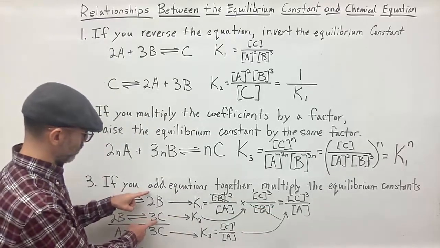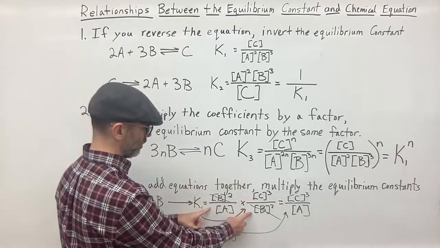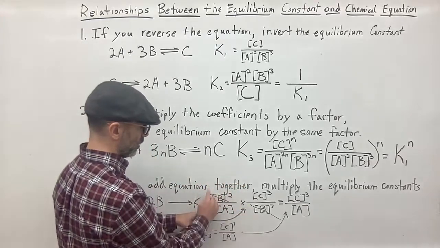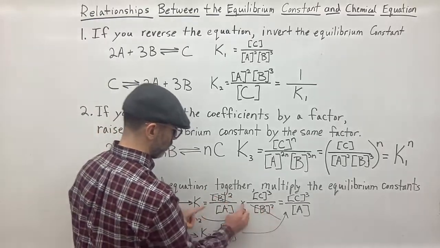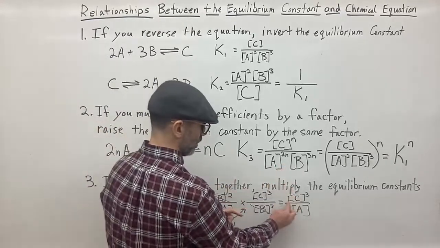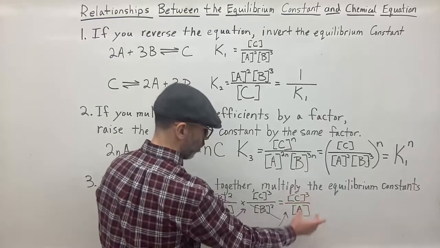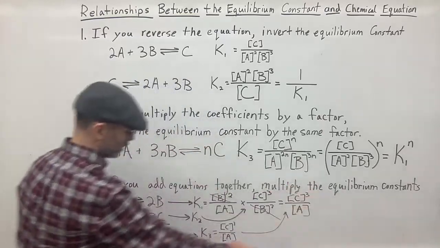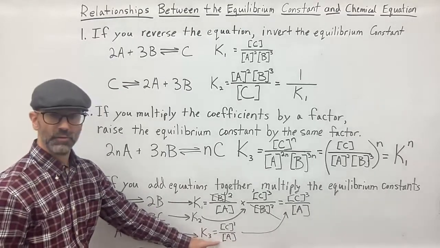So these two expressions, K1 and K2, if you multiply them together, the concentration of B to the second power cancels out. So you end up getting the concentration of C to the third power over the concentration of A, which is exactly the expression you would get from the resulting equation.